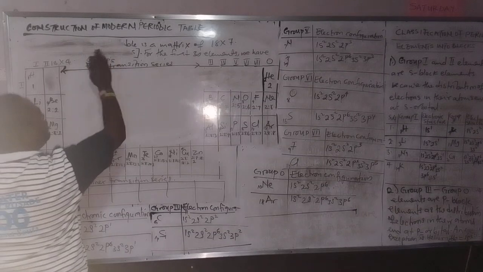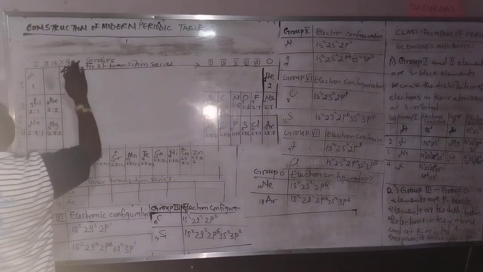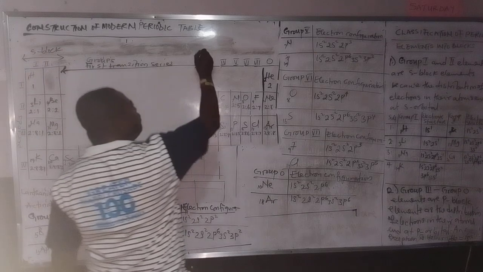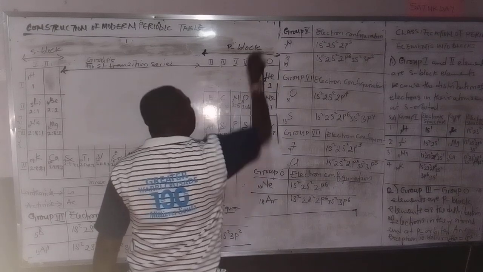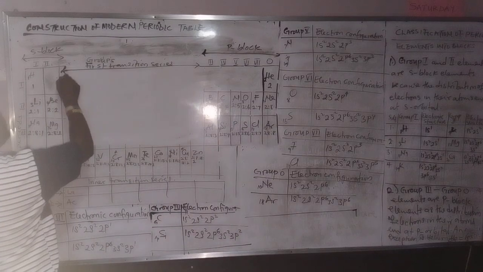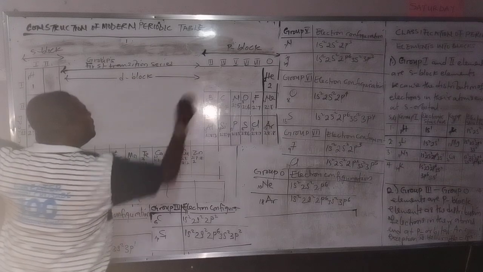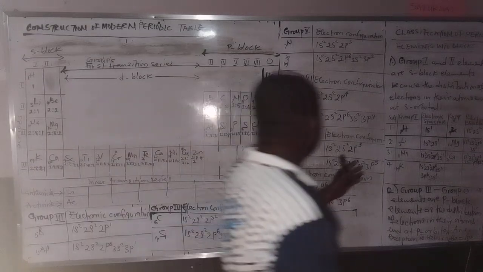Now, from what I have here, I can say that group 1 and 2 are s block. Group 3 to group 0, with the exception of helium, are p block. Now, the next one we want to look at are transition elements. What block are they? D block. They are d block elements. Let's check that. The first transition series. Let's go back to, okay, we are going to this board now.